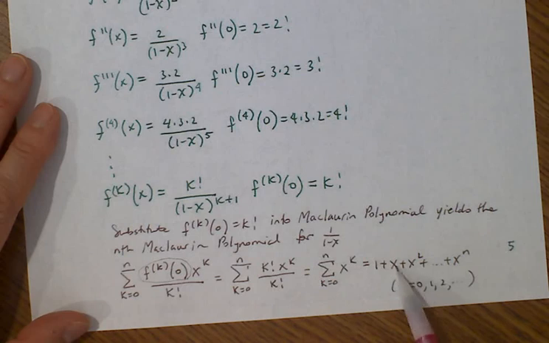And that is equal to 1 plus x plus x squared plus all the way to x to the nth power. So this is the beginning term, and this is the final term. And this is where n is equal to 0, 1, 2, and so on.